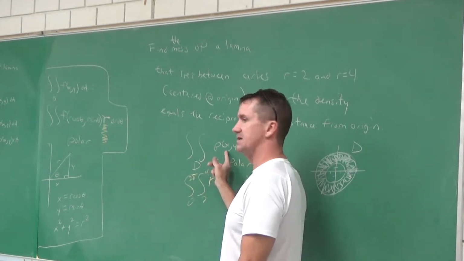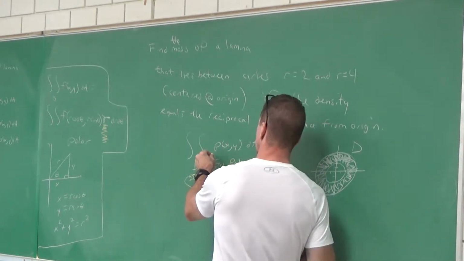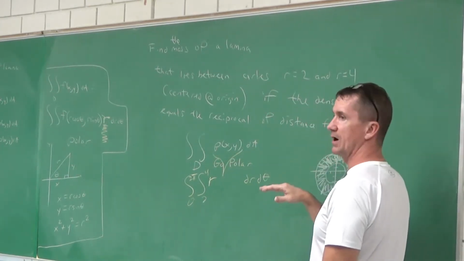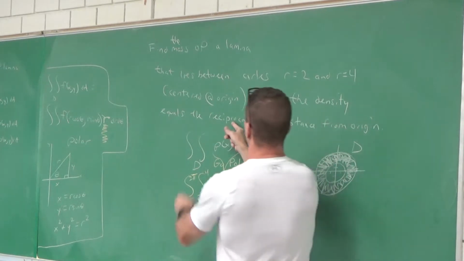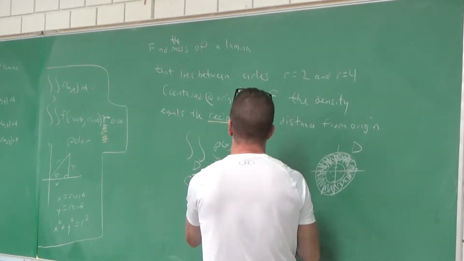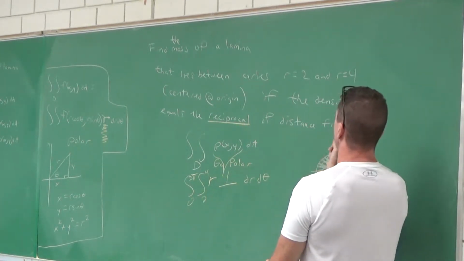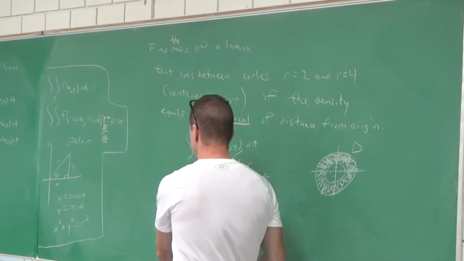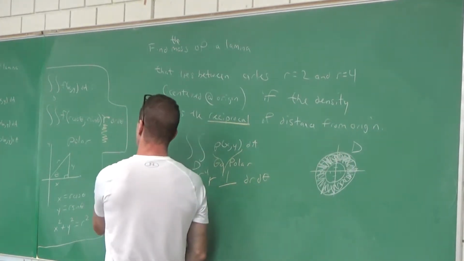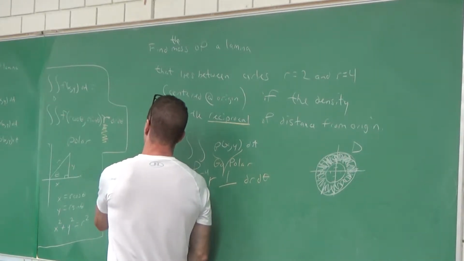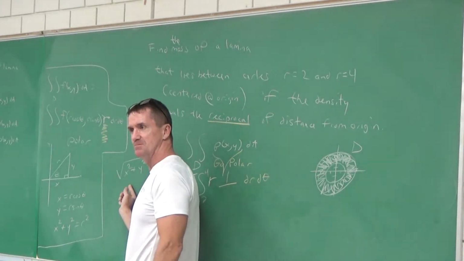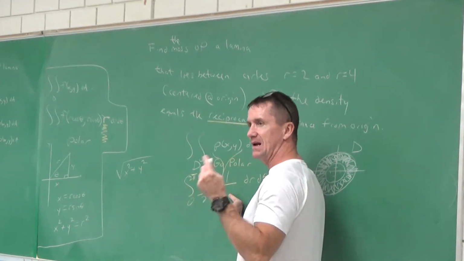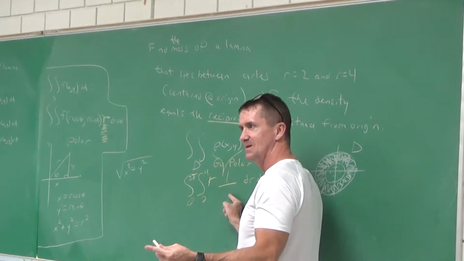But what about the density? We're going to put the density here. The density was a reciprocal, that means 1 over, right? Okay. 1 over the distance from origin. What the heck is distance from origin? Distance from origin is the square root of x squared plus y squared. If that's distance from origin, I have to put that down here, but then I have to make it polar. What does that turn into?